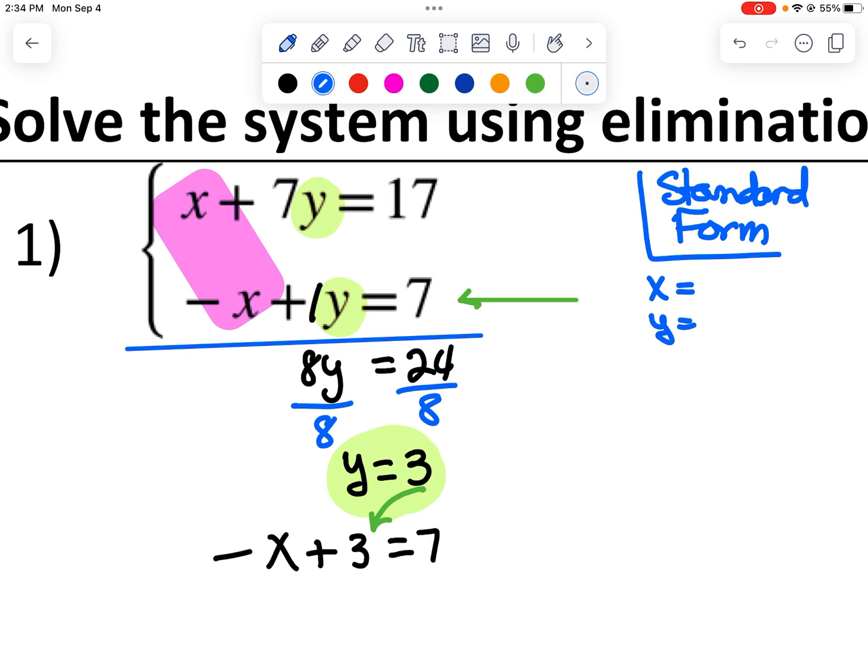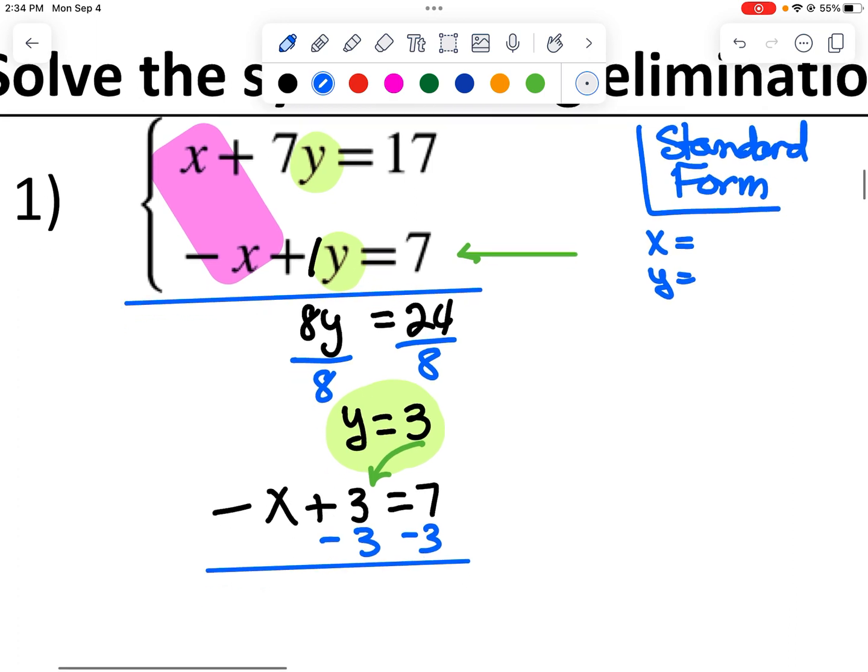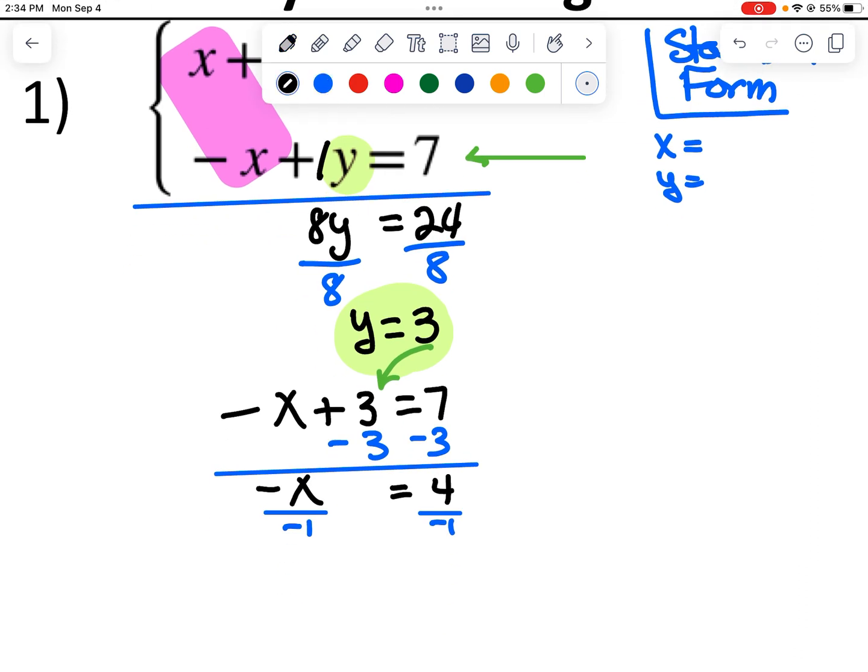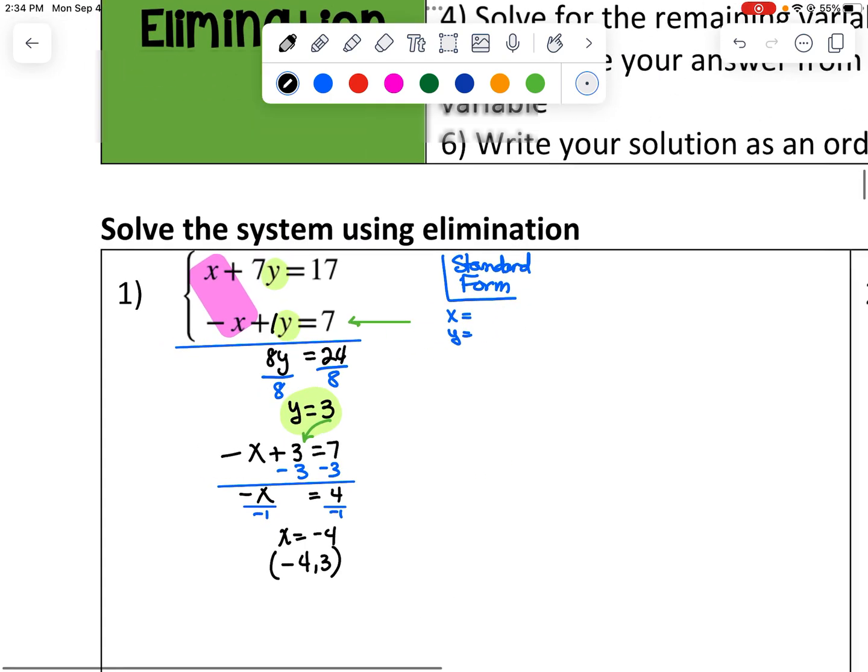And then we have to do the math, which means I have to subtract 3 from both sides. Subtracting 3 from both sides, I get negative x is equal to 4. So I divide by negative 1, or I multiply by negative 1, or I change everybody's sign, whatever your brain does for you there. That's totally up to you. But x is going to equal negative 4. So my ordered pair is negative 4, 3. Alrighty.